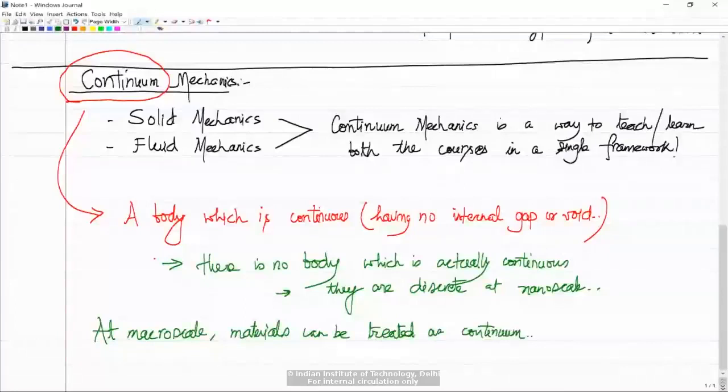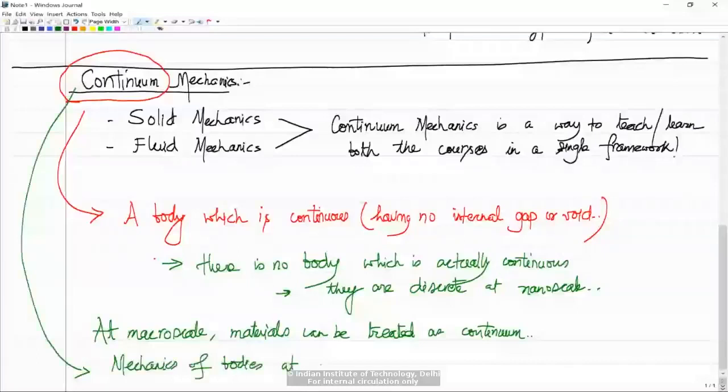Okay, and so this course, continuum mechanics, is the mechanics of bodies at this macro scale or continuum scale. So we can say continuum mechanics is the mechanics of bodies at macro/continuum scale.